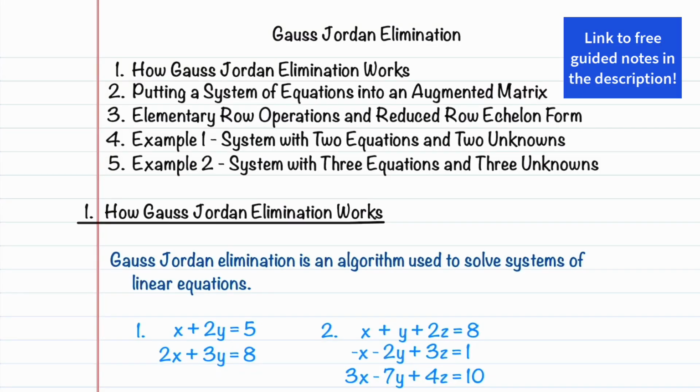In this video, we're going to learn all about Gauss-Jordan elimination, a systematic method for solving systems of linear equations. We'll begin with an overview of how Gauss-Jordan elimination works, and then go over a few key concepts you'll need to know: an augmented matrix, elementary row operations, and reduced row-echelon form. Finally, we'll walk through two step-by-step examples to understand how the method works in practice.